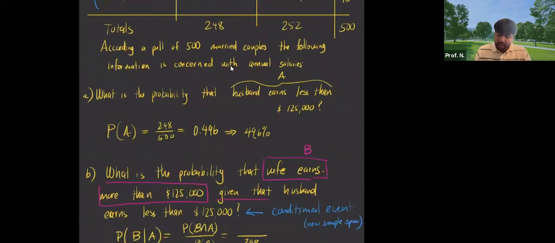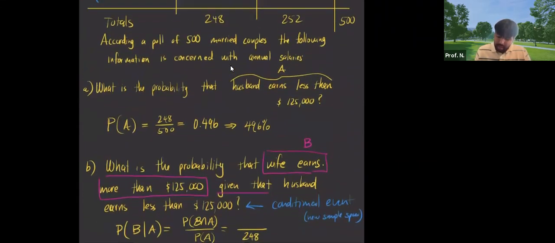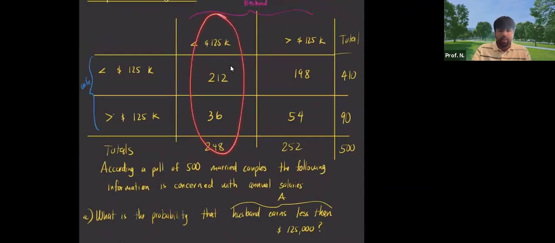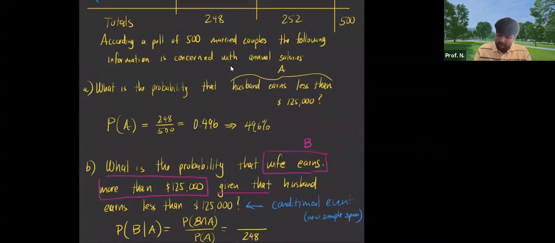So 248 is my new sample space for the event that has been reduced now. And then of these numbers, I want the wife to earn more than 125K. So under this column, which is the husband making less than 125K, how many of the wives make more? Well, it's only 36, right? So then this should be 36 out of 248. And that's how we end this little story of conditional probability.